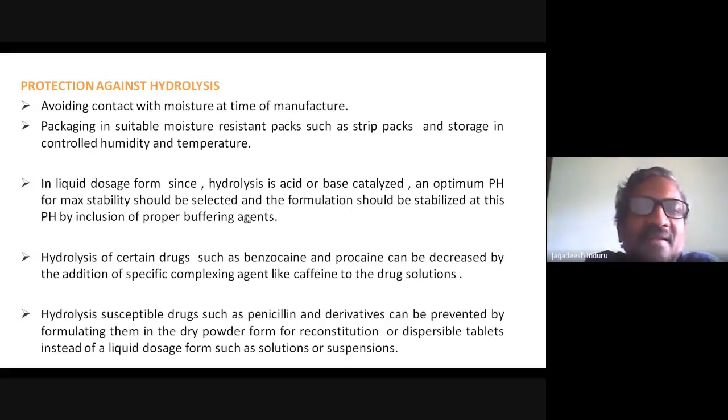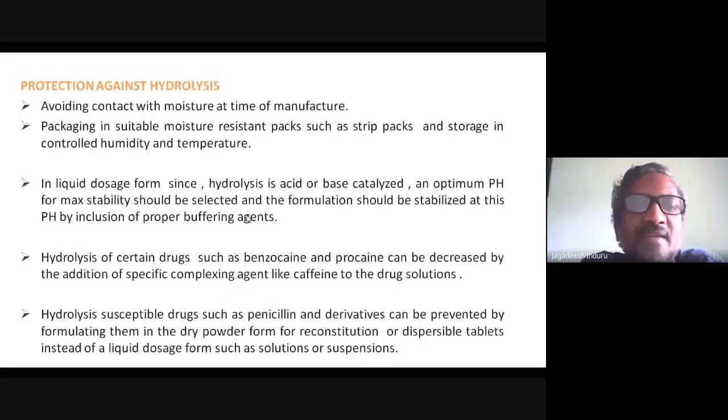So you cannot dispense it. In that case, hydrolysis, most of the times, is catalyzed by acid or base. We need to maintain an optimum pH in the neutral range by adding a buffer. We need to select a suitable buffer, and we are going to select the buffering agent components in such a way that they don't have any incompatibility problem with your drug.